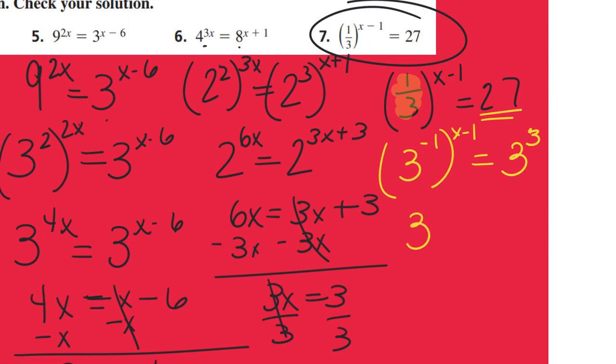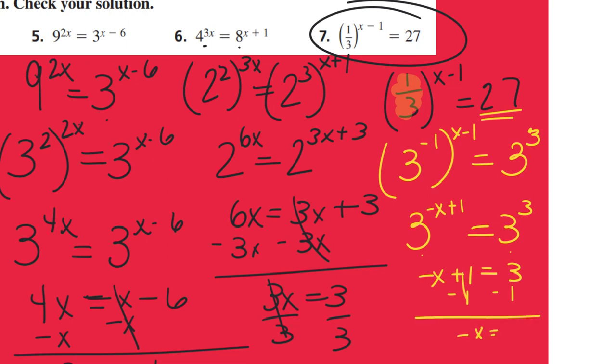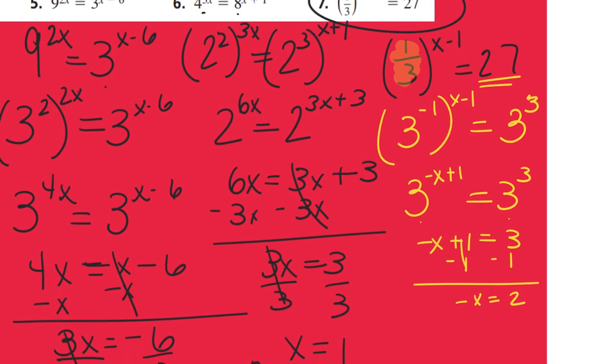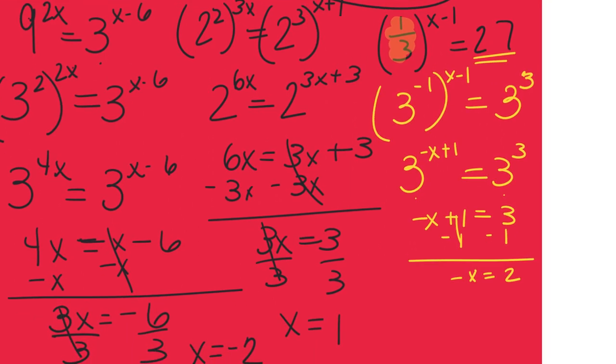Distribute, and we're going to have 3 to the power of negative x plus 1 equals 3 to the power of 3. I do have the same bases, so I'm going to have negative x plus 1 equals 3. Get rid of my 1, and I'm left with negative x equals 2. I cannot have a negative variable left there, so I'm going to have x equals negative 2.